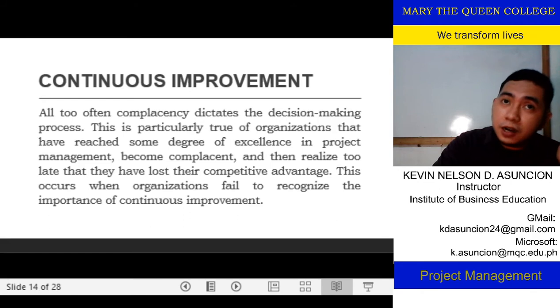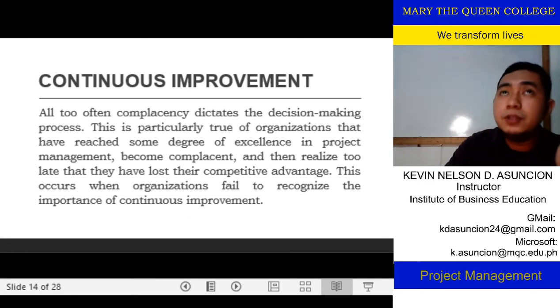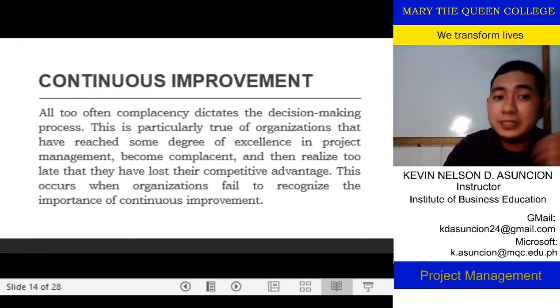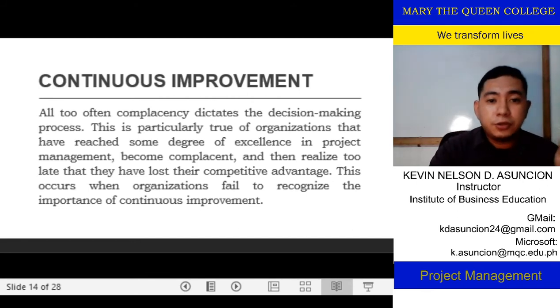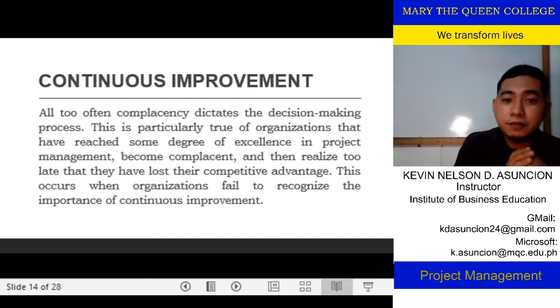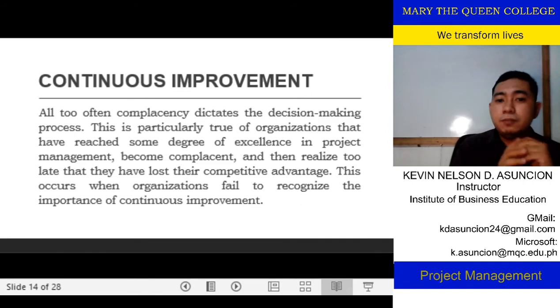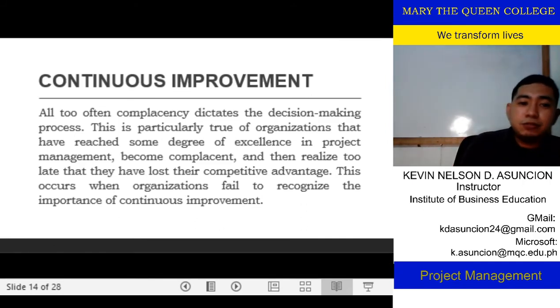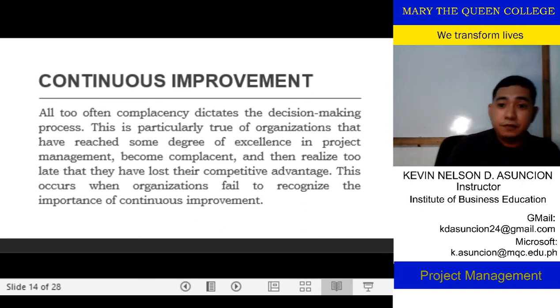When you get complacent, sometimes you get caught. This is particularly true among organizations that have reached some degree of excellence, became complacent, and then realized too late that they have lost their competitive advantage.